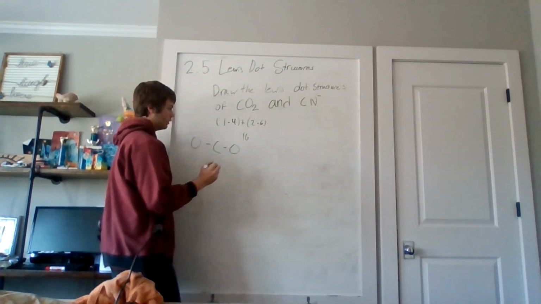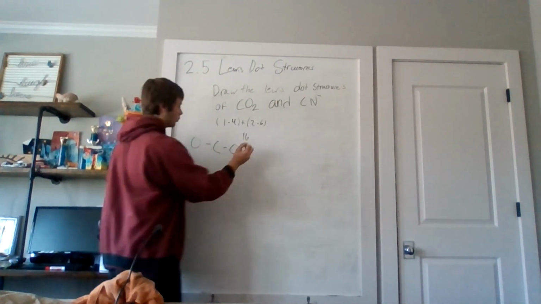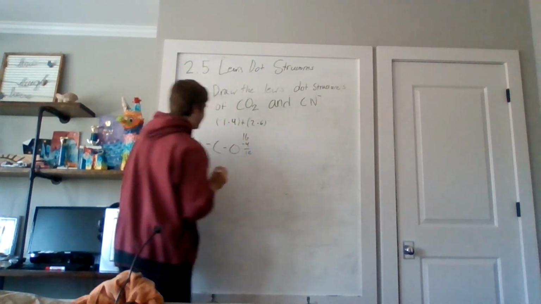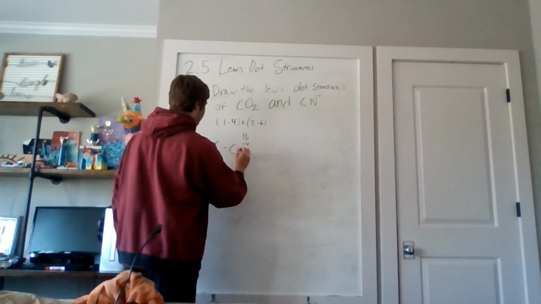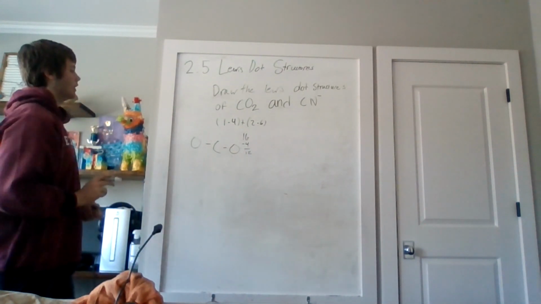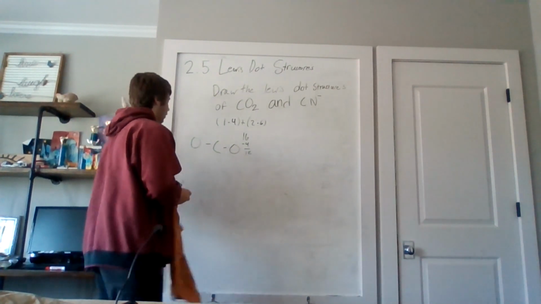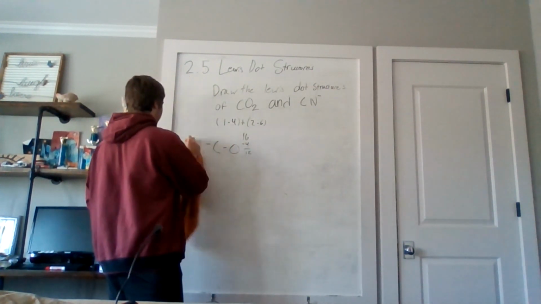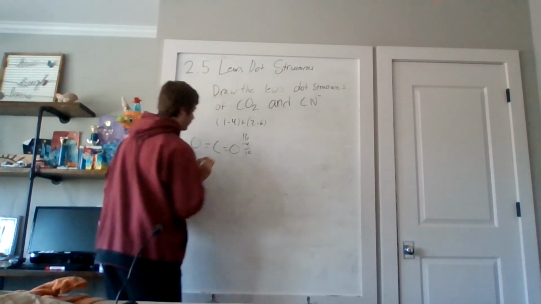Go ahead and put in single bonds. So 1, 2, 2 times 2 is 4. So minus 4, and we get 12 valence electrons left. So we can put those all around the oxygens, but we will see that carbon does not get enough valence electrons. So we're going to take 2 from over here, 2 from over here, and create double bonds.